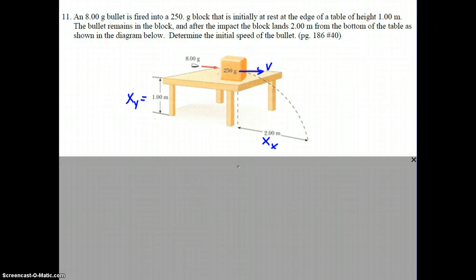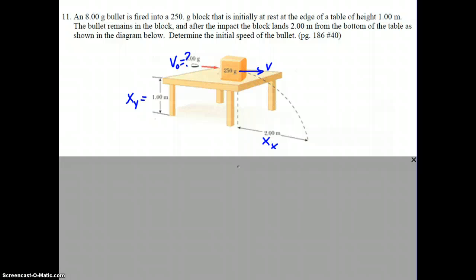In order to conserve momentum and find the initial velocity of the bullet, we need to know the speed with which the block left the table. The speed with which the block left the table can be solved using projectile motion concepts, and then we conserve momentum to find the initial velocity of the bullet. Once again, in this problem, we're working backwards to find our answer. We're working from the end of the event back to the beginning of the event.